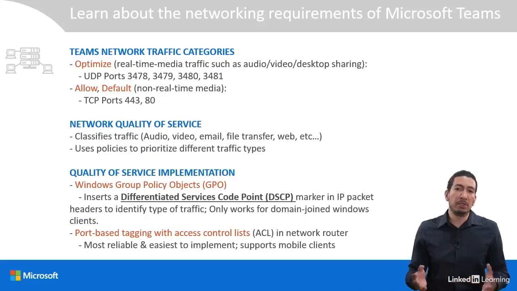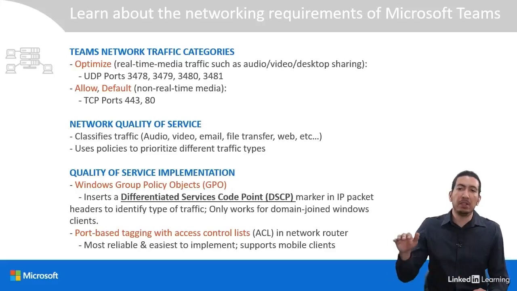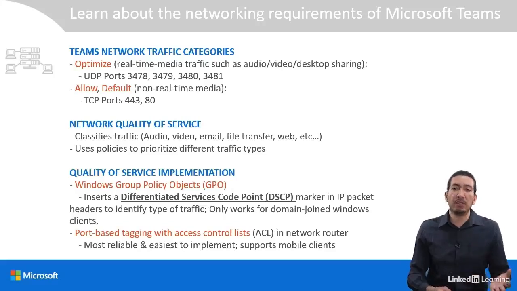In Microsoft Teams, traffic is categorized in 3 categories. Optimized traffic is given the highest priority on the network and is used for real-time communication such as audio and video. The allowed traffic category is given a medium priority and is used for non-real-time communication such as file transfers and other data transmission types, while the traffic category labeled as default is given the lowest priority and is used for background tasks and updates.